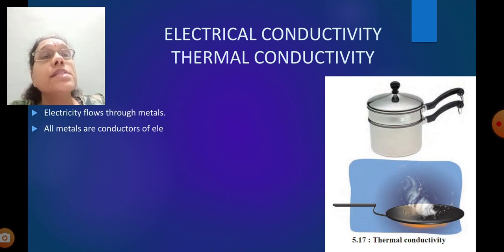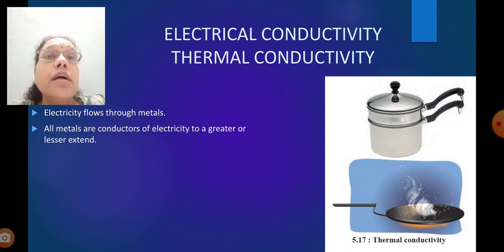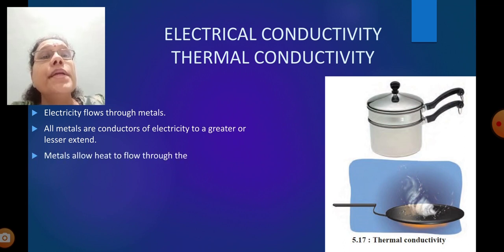Electricity also flows through metals. At home and outside also, most of the electrical wires are made up of metal, copper and aluminium. All metals are conductors of electricity to a greater or lesser extent. Metals allow heat to flow through them. This property is called thermal conductivity.